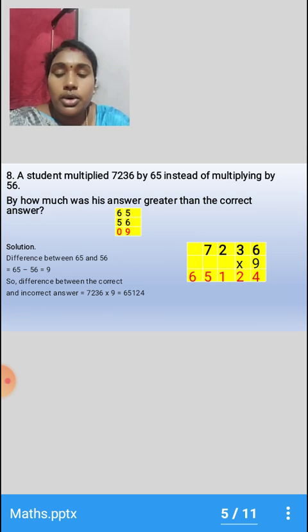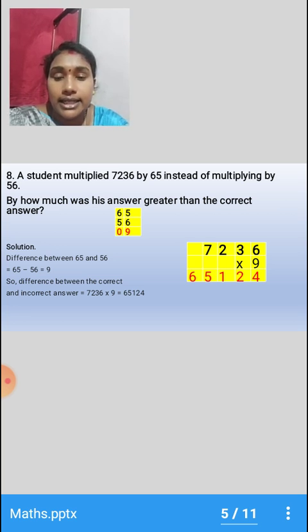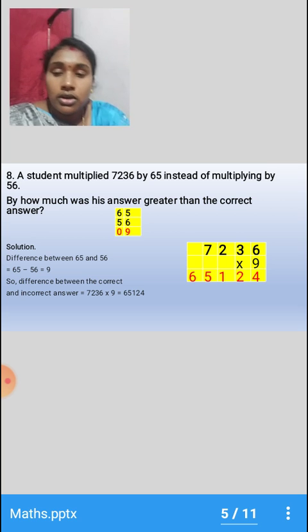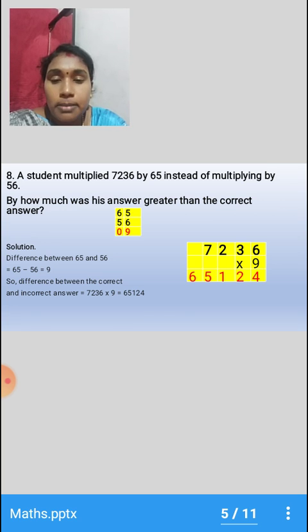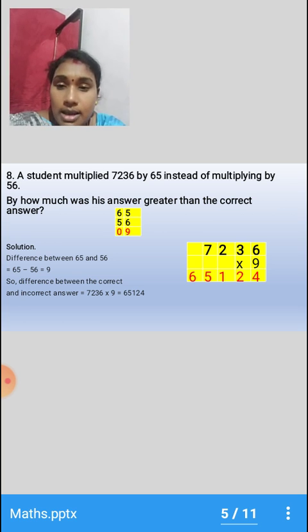Okay, children? So now we are going to go to the next sum. A student multiplied 7,236 by 65 instead of multiplying by 56. By how much was his answer greater than the correct answer? So normally this is a mistake that is committed everywhere, right? So instead of multiplying by 56, the student has multiplied by 65. So now the sum is to find out how much the answer was greater than the correct answer.